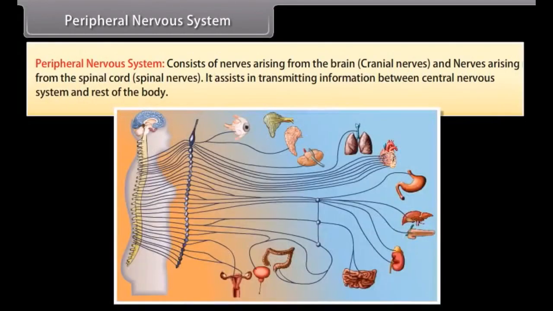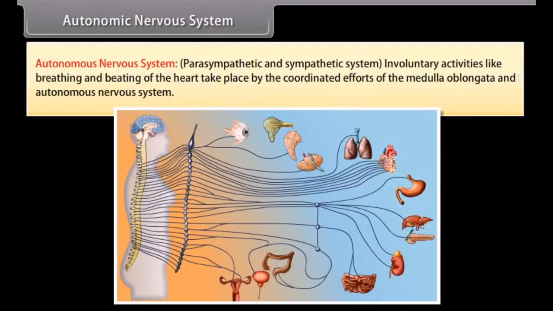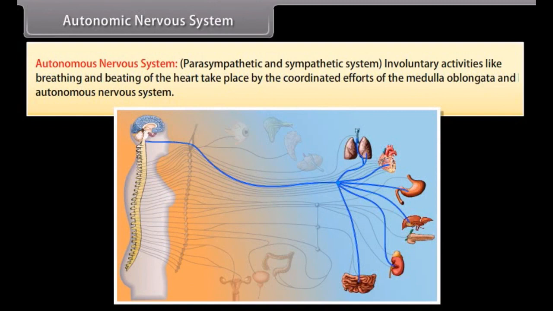Peripheral nervous system. Peripheral nervous system consists of nerves arising from the brain, cranial nerves, and nerves arising from the spinal cord, spinal nerves. It assists in transmitting information between the central nervous system and the rest of the body. Autonomic nervous system: parasympathetic and sympathetic system. Involuntary activities like breathing and beating of the heart take place by the coordinated efforts of the medulla oblongata and autonomous nervous system.